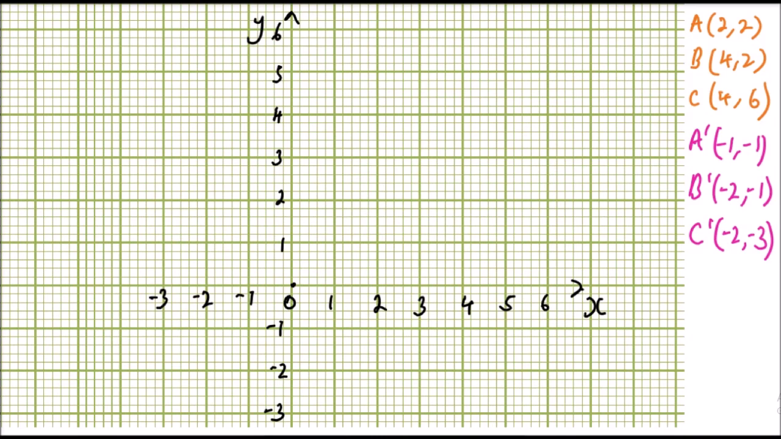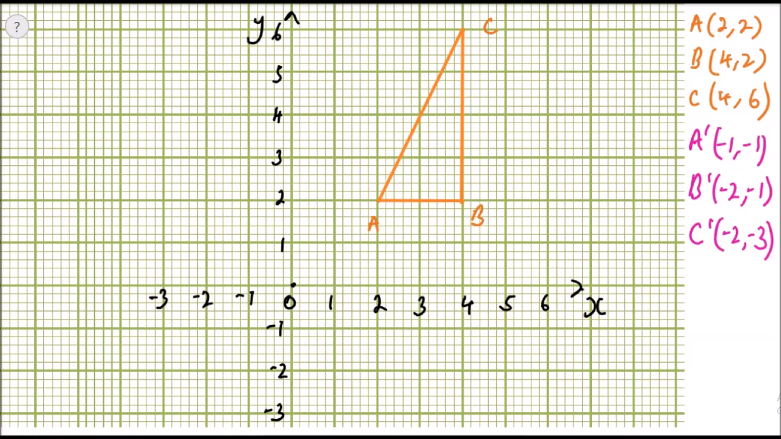So with that, we now plot our object. This is where we have our A. B is at 4, 2, so that is where we have our B. Our C is at 4, 6, so this is where we have our C. And therefore we join the 3 points to come up with the triangle. So that is our triangle ABC.